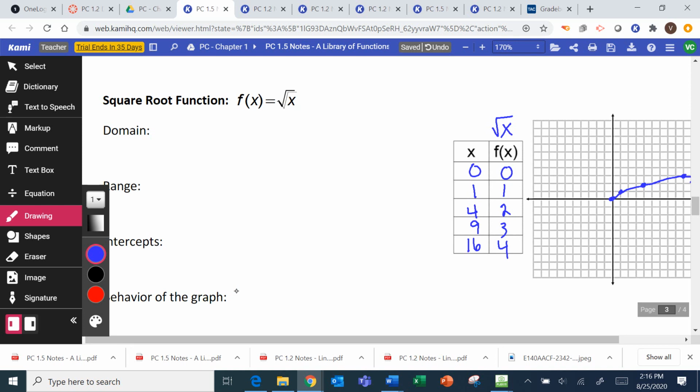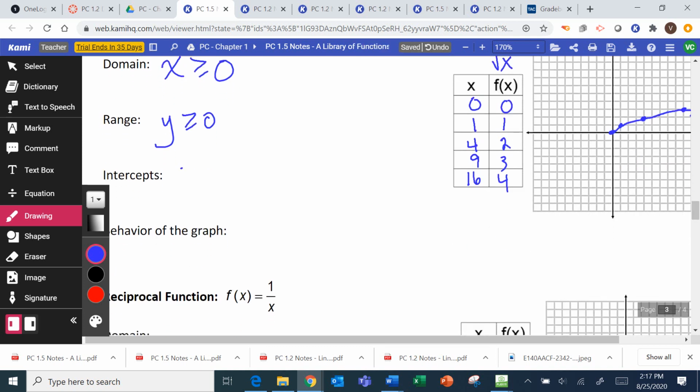So the domain for the square root. Does it go all the way to the left and the right? No. We have a domain restriction, meaning you can't have negatives under that radical. So the domain is going to be just 0 and above for x's. So x is greater than or equal to 0. And then the range, we have a limitation on that also because of the domain. So y is greater than or equal to 0 as well.